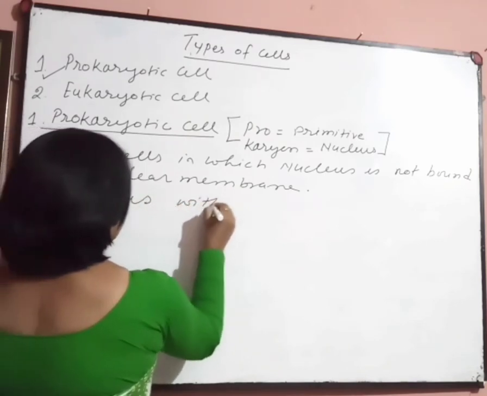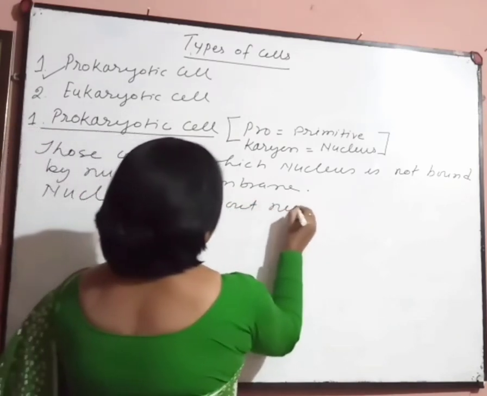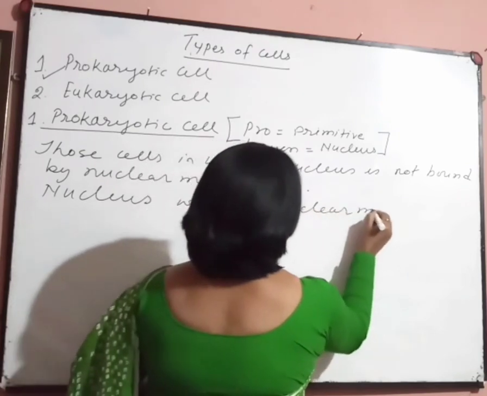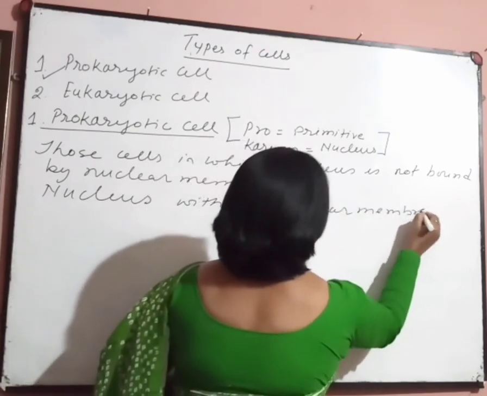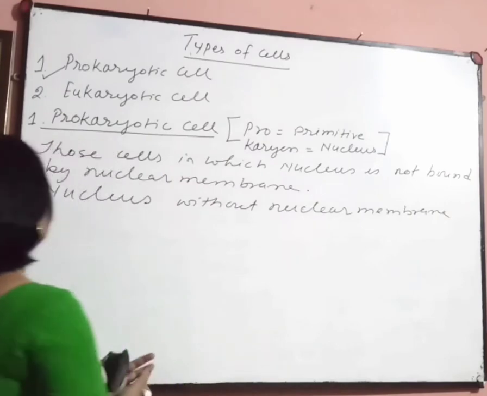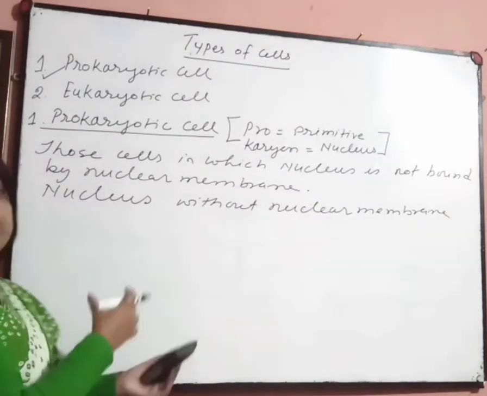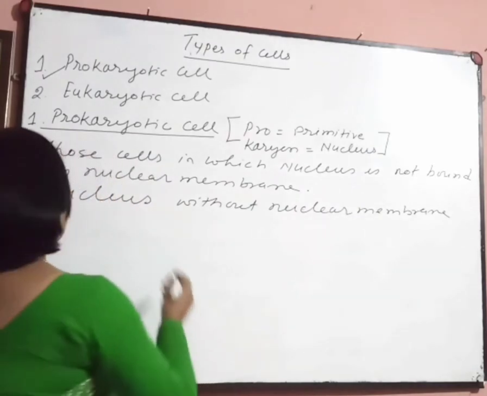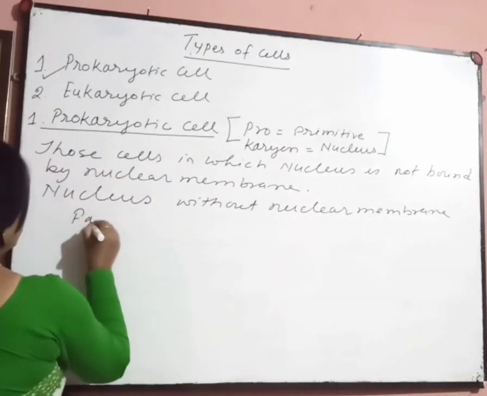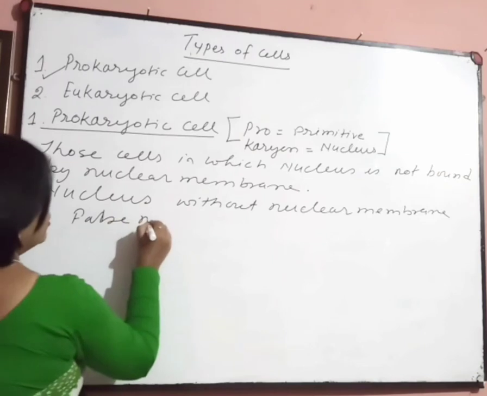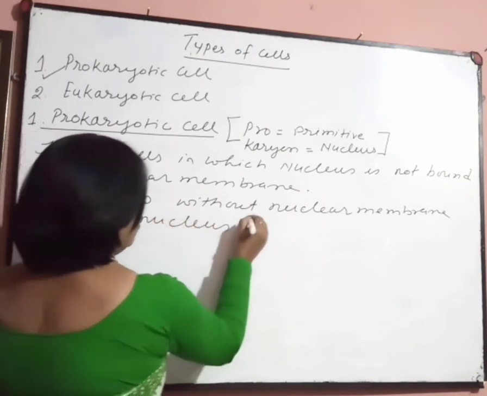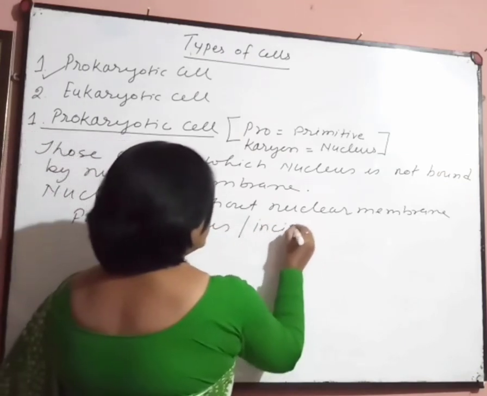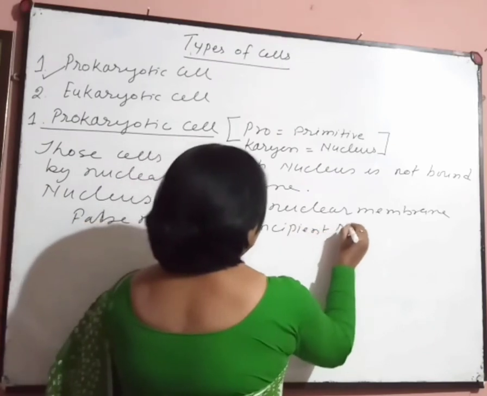Nucleus without nuclear membrane. So such nucleus in which nuclear membrane is absent is known as false nucleus or incipient nucleus.